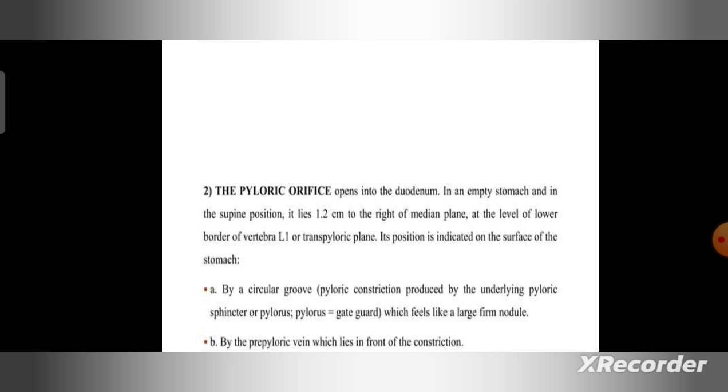Its position is indicated on the surface of the stomach, A, by a circular groove, the pyloric constriction, produced by the underlying pyloric sphincter, which feels like a large firm nodule. B, by the prepyloric vein, which lies in front of the constriction.